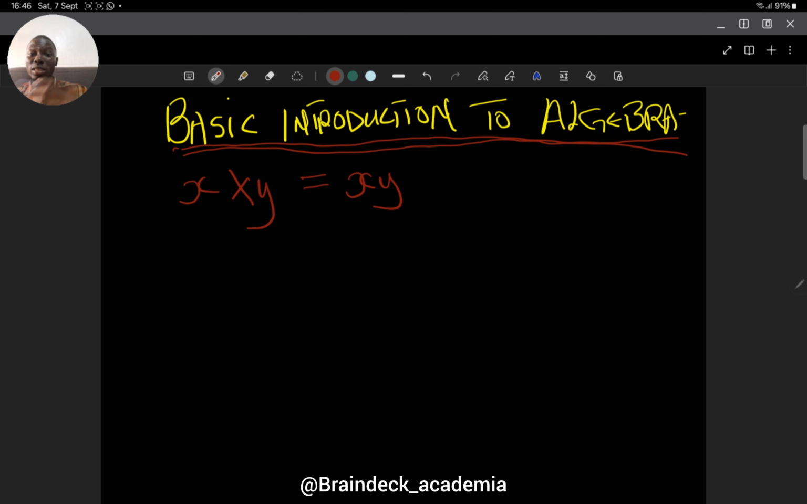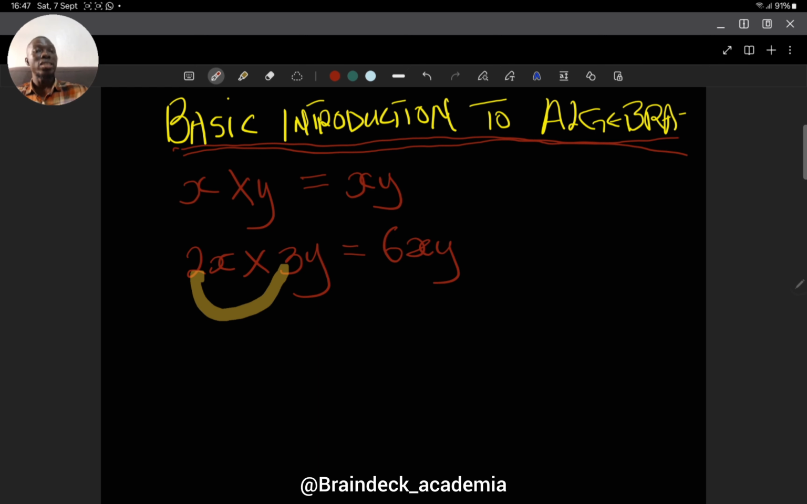I tell students that whenever you see two different terms written together, whether a number and a variable or different variables, there is always an invisible multiplication sign keeping them together. So xy is equivalent to x times y. It's just like if I have 2x times 3y. That is just the number multiplying the number: 2 times 3 is 6. Then the variable multiplying the variable will give me xy. So 2x times 3y is 6xy.